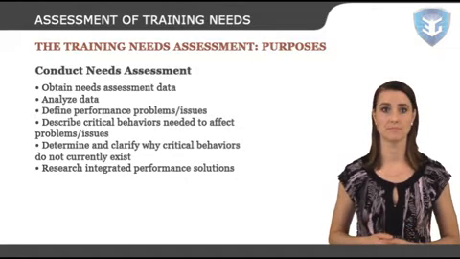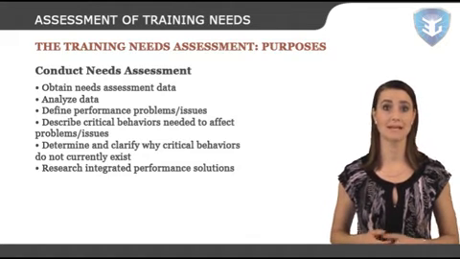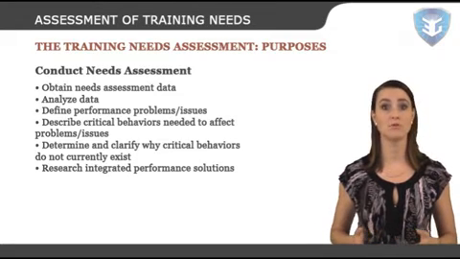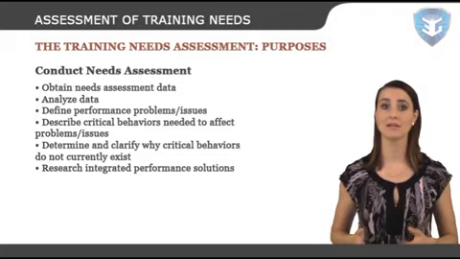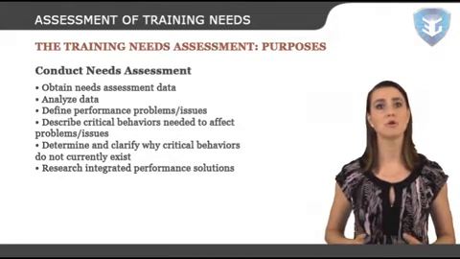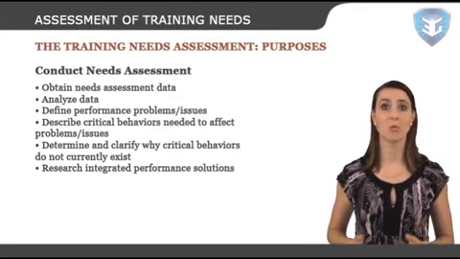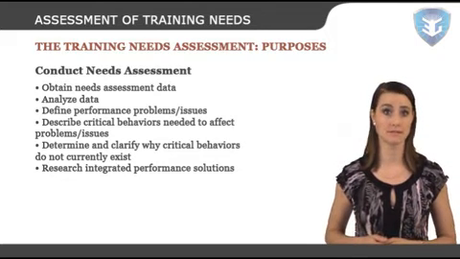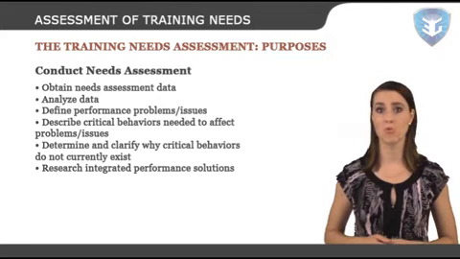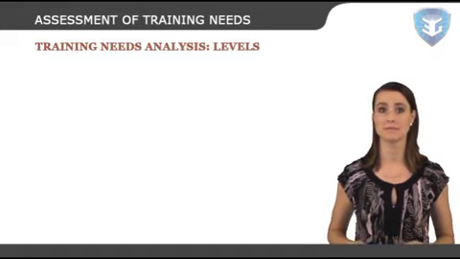Conduct needs assessment. Obtain needs assessment data. Example, review strategic plans, assess HR metrics, review job descriptions, conduct surveys, review performance appraisals. Analyze data. Define performance problems, issues, occupational group, individuals. Describe critical behaviors needed to affect problems, issues. Determine and clarify why critical behaviors do not currently exist. Research integrated performance solutions. Let's now move on to the levels of training needs analysis.